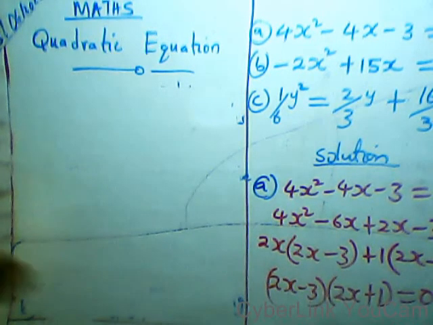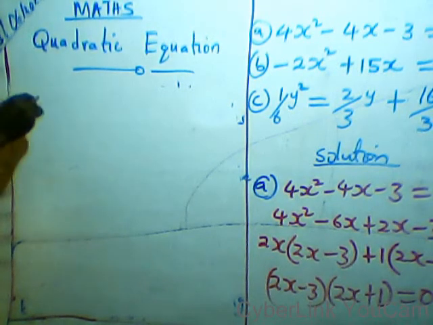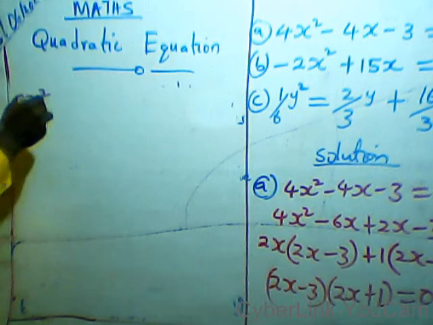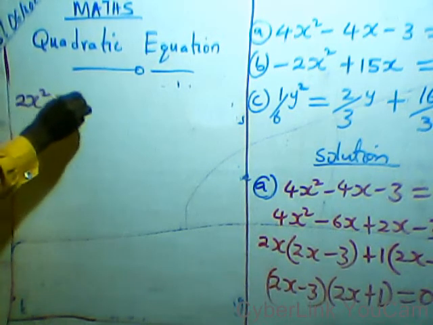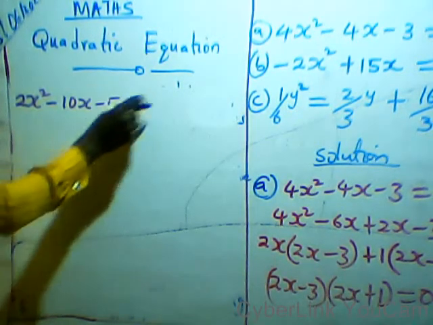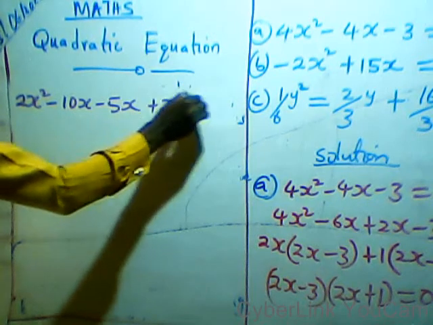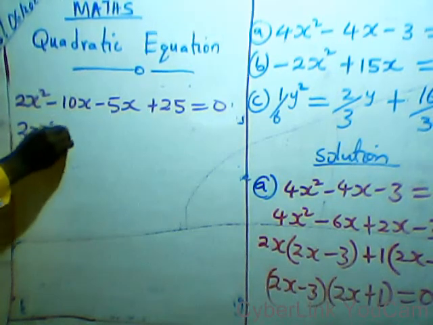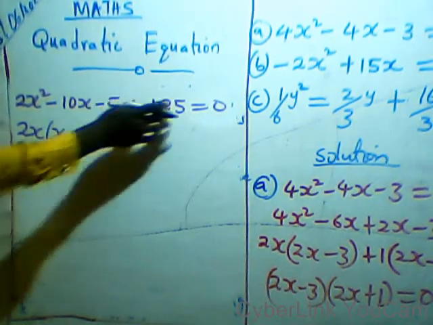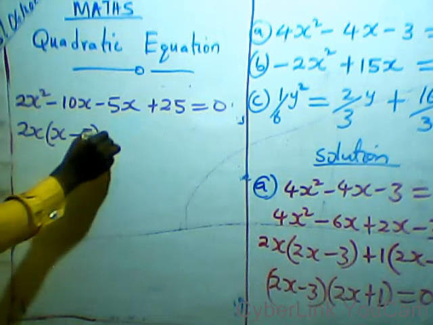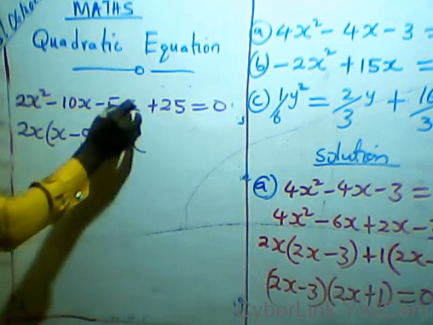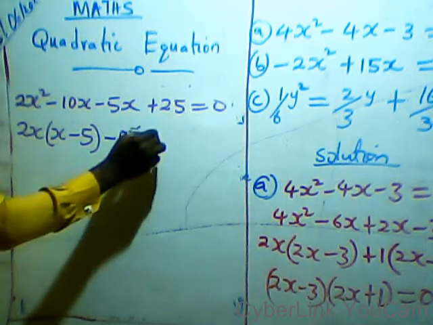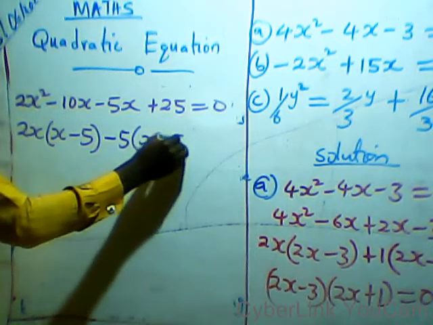So I will now have 2x squared minus 10x minus 5x plus 25 is equal to 0. So that's what I will have. That means from this, 2x is common. I can bring 2x out. This one will remain x and minus 5. Here also 5 is common, or minus 5 if I like. I can say minus 5, open the bracket. This one will remain x, and this one will remain minus 5 is equal to 0.